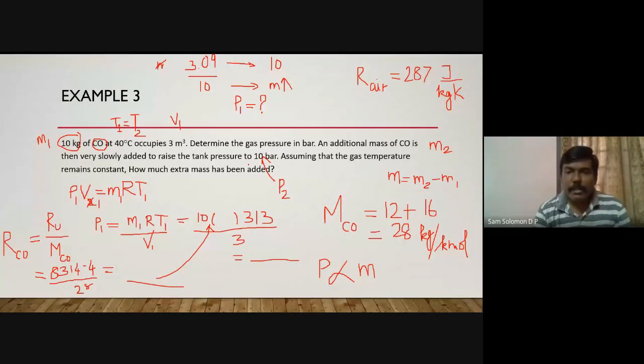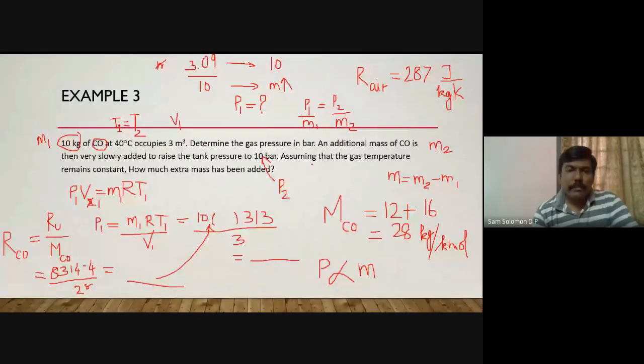If the pressure is proportional to mass, then I can write this as P1 by M1 equal to P2 divided by M2. Guys, don't make this a formula. This is not a formula. This is something which we infer from the problem. Because we cannot use V2 equal to 3 meter cube, we check what else we can use. The temperature remains constant.